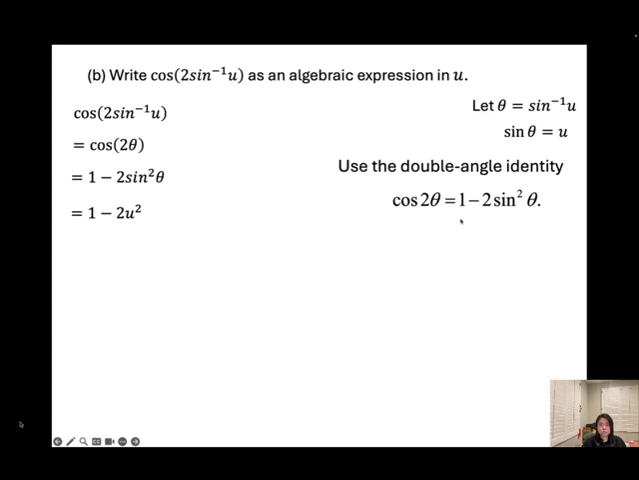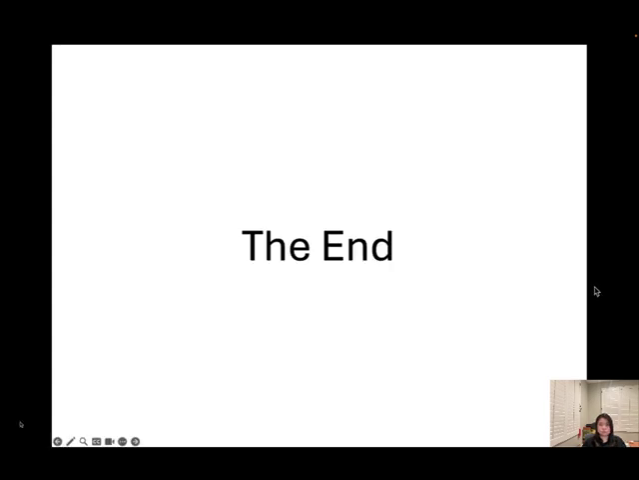If you guys didn't choose this identity, let's say I choose the identity of cosine 2 theta equal to 2 cosine squared theta minus 1, then I will use the sine theta equal to u. I need to sketch the triangle in the quadrant 1 and quadrant 4. Okay, you're gonna get the same answer. Okay, it just takes more work here. That's it.